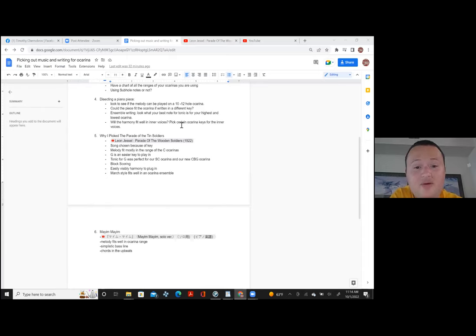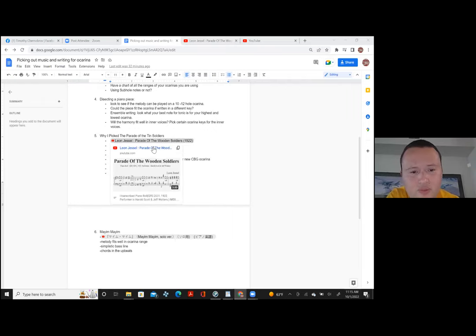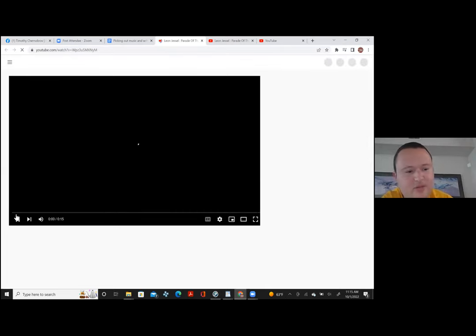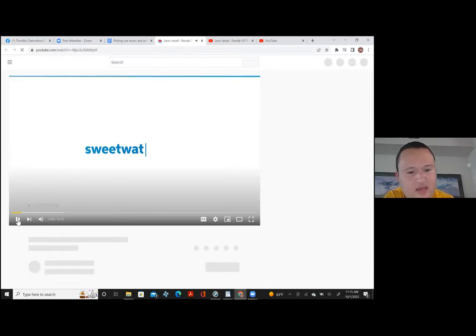And the example that I'm going to be using, and why I picked some of the pieces for examples here: one of the pieces I picked for Shooting Star to do was the Parade of the Tin Soldiers, or sometimes known as Parade of the Wooden Soldiers. And I'm going to show you an example of just how I deconstructed this. I'm going to make sure it's not playing and just give me one second.